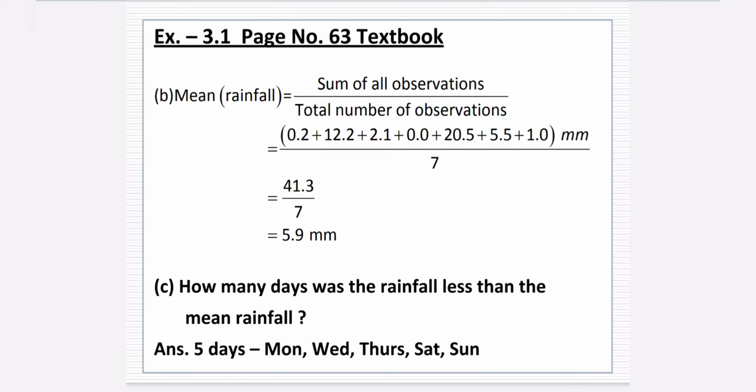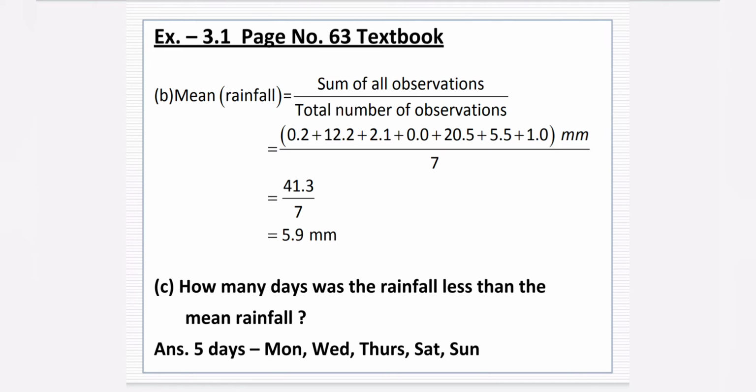The second question is find the mean rainfall. So you know that now what is to be done to find out the mean rainfall? Correct. Sum of all observations divided by total number of observations. So over here, when we will add all these observations, we will get 41.3 divided by 7, we will get 5.9.